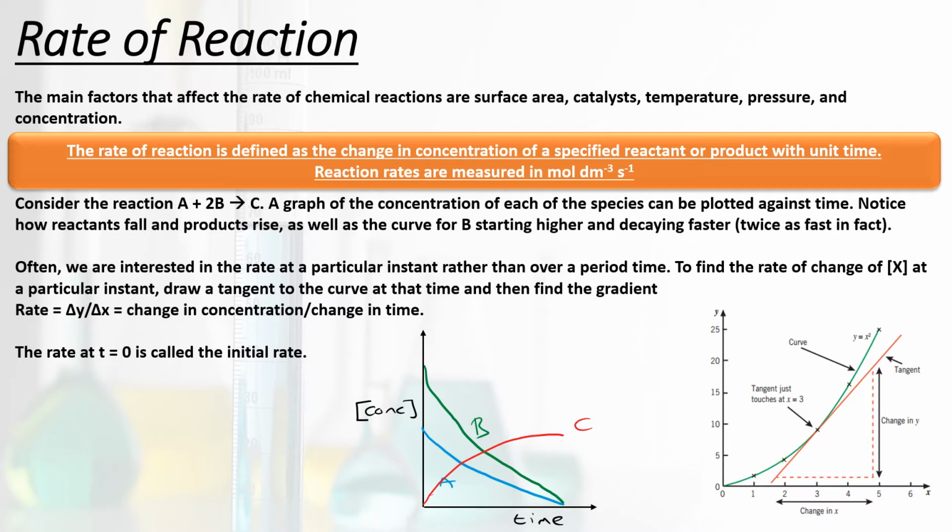Typically this is a fairly easy one to measure because normally you know exactly how much reactants you started with. You also know exactly how much product you start with because it's 0.